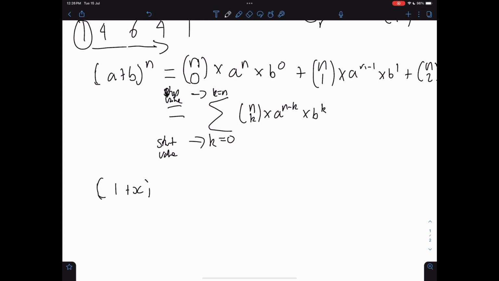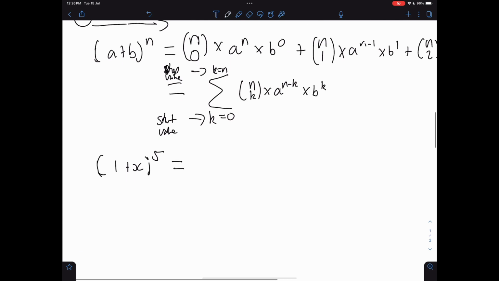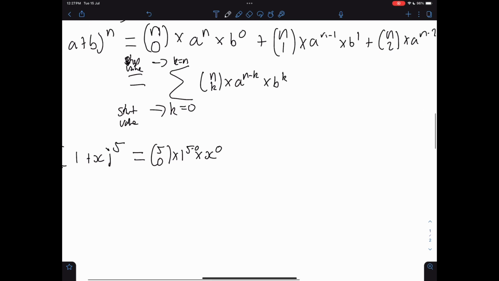So let's try it with an example. A simple example, but still an example. 1 plus x all to the power of 5. So 5 choose 0, and we multiply by 1 to the power of 5 times x to the power of 0. To be precise, we're doing 5 minus 0. Our n is equal to 5. Our k starts at 0. Then we're doing 1 now.